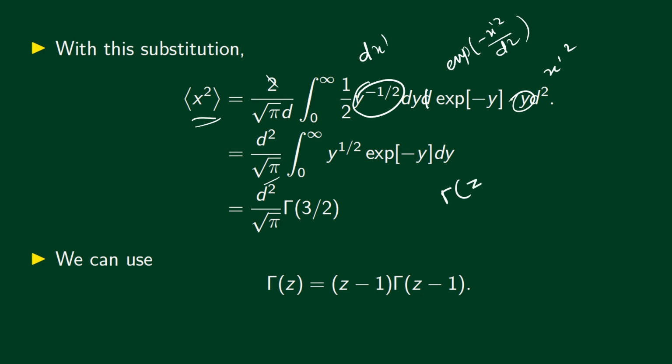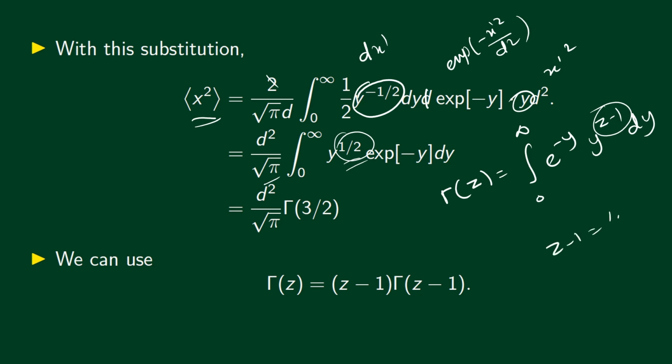We know that gamma of z can be written as integral 0 to infinity exponential minus y raised to z minus 1 dy. Now comparing this, you see that in place of z minus 1 here we have got half. So z minus 1 is half, which means that z is equal to 3 by 2. So this integral is just gamma of 3 by 2. Then we have expectation value of x squared is equal to d squared divided by root pi gamma of 3 by 2.